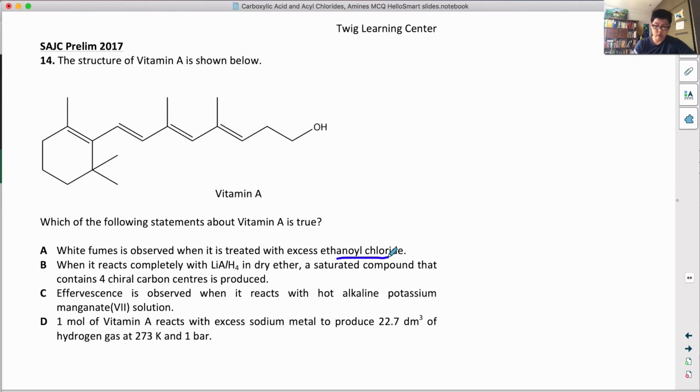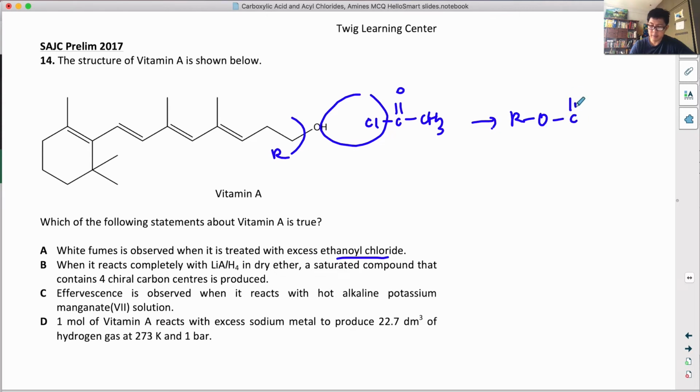So I'm just going to draw it out over here. If I draw the ethanoyl chloride, you end up getting the ester. So I'm going to call this part the R group, just to keep it simple. So you take away HCl, so you get RO, C double bond O, CH3, and HCl. This HCl will come out as white fume.